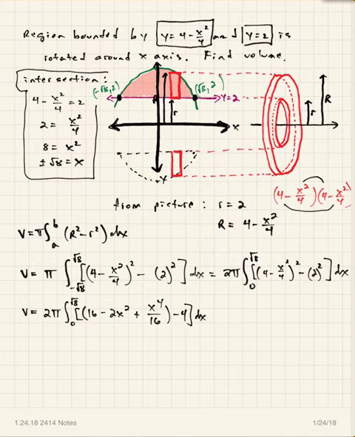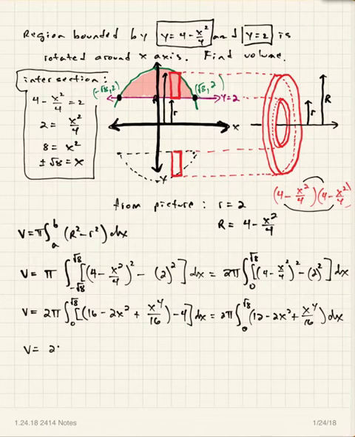And then collect like terms. So you're going from 0 to square root of 8. And let's see, 16 minus 4 is 12. So you have 12 minus 2x squared plus x to the 4th over 16 dx, like that. And now we're ready to write down the antiderivative using the fundamental theorem.